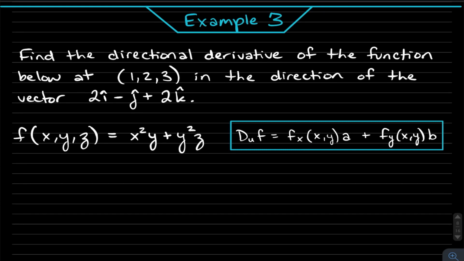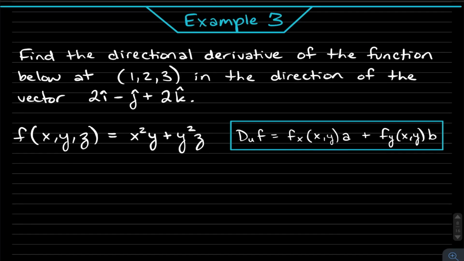So moving on to example 3, we want to find the directional derivative of the function below at the point 1, 2, 3 in the direction of the vector 2i hat minus j hat plus 2k hat. Okay, and we have our function below. Now, this function right here is not just a regular 3D function anymore. This is 4D, right? We have 3 inputs.